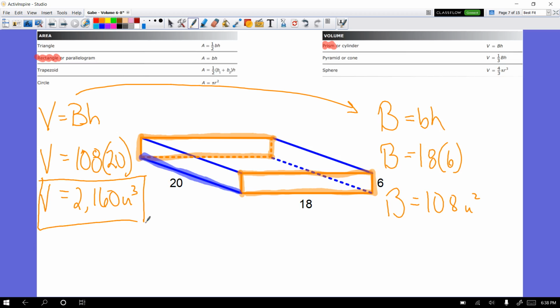Now here's the difference if you'd have chosen blue. If you'd have chosen the blue as your base, you would still have a 20 by 6. So 20 by 6. Then 20 times 6 gives you 120. And then you'd be multiplying by the height of the prism, which is the distance between the blue, which is 18. So you'd have 120 times 18. I'm just going to go ahead and double check, why not? 120 times 18. And you get 2,160 cubic units.